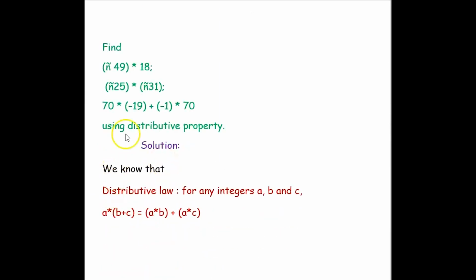Next example. Find negative 49 into 18, negative 25 into negative 31, 70 into negative 19 plus negative 1 into 70 using distributive property. We know that the distributive property or distributive law for any three integers a, b and c is a into b plus c is equal to a into b plus a into c, or also we can write a into b minus c equal to a into b minus a into c.